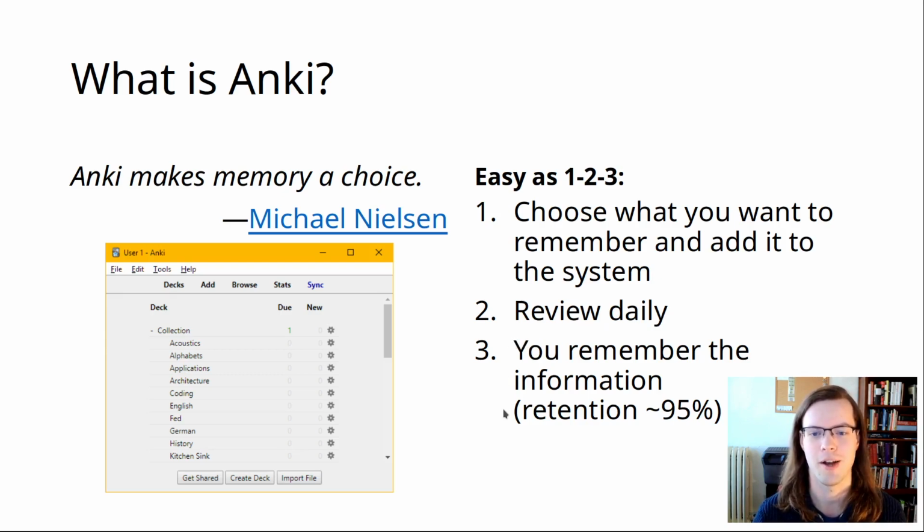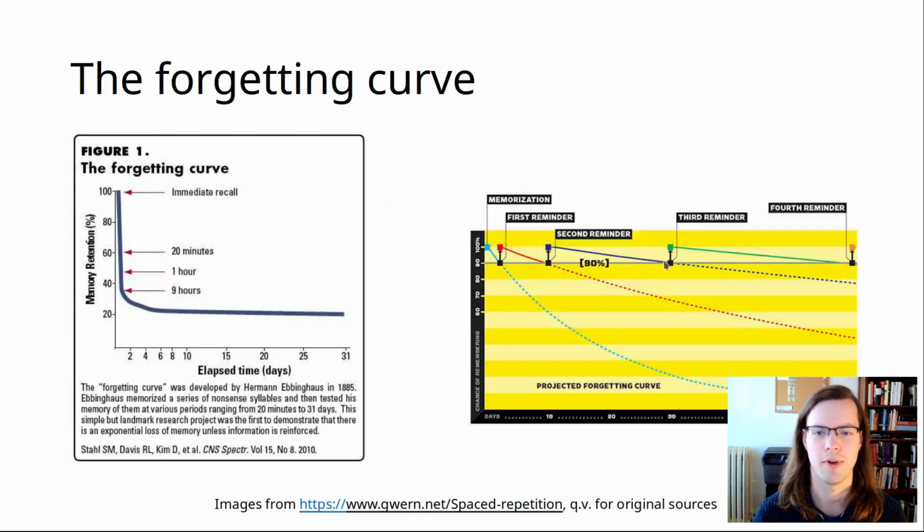And step 3, well, there's not really a step 3, it's just you remember the information. Your retention is going to be about 95%. The reason this is more than the 90% here is that if you just pick a random time along this graph, chances are you're going to hit a point in the graph where it's between 90 and 100%. And so if you do the math, it comes out to about 95% when your chance is 90% every time you review.